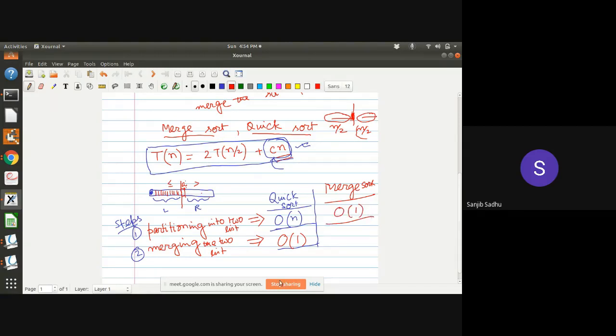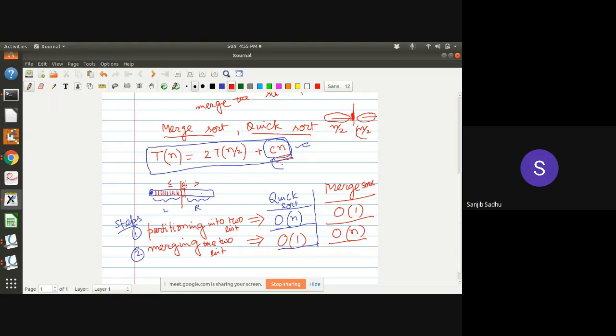And how much time does it take to merge? Sir, O(n) time, because I need to compare. We have shown you that in the merge procedure all the elements are to be compared. So big O of n time.